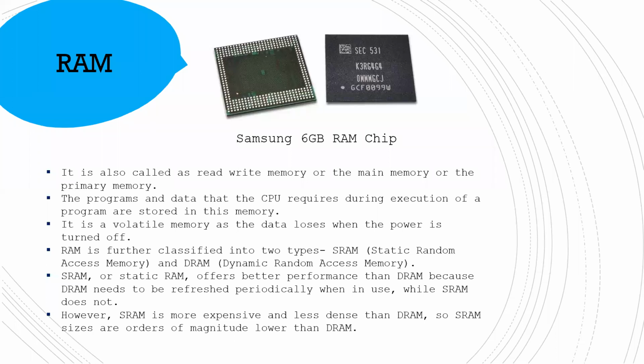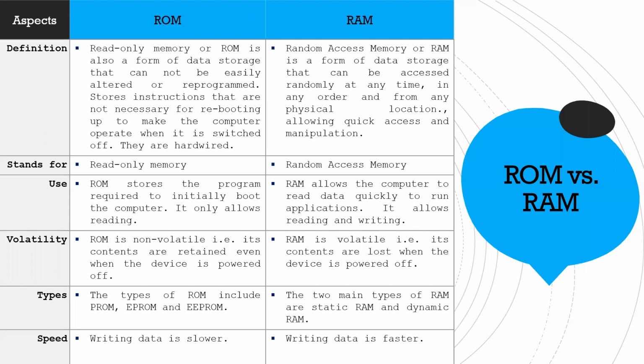Okay, now there is a difference between RAM and ROM. We are not going to learn about the difference between RAM and ROM today. Okay, let's see this today. ROM, the read-only memory, is also a part of data storage that cannot be easily altered or reprogrammed. You cannot easily alter it or reprogram it. It stores instructions that are necessary for rebooting and starting up the computer when it is switched off. They are hardware, which means they are permanently fixed.